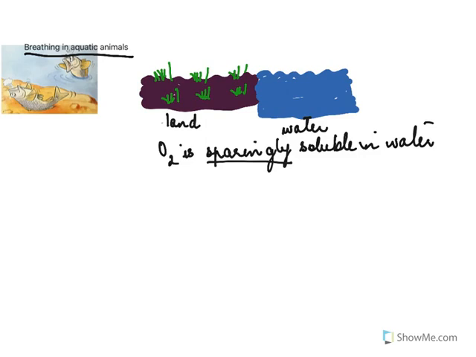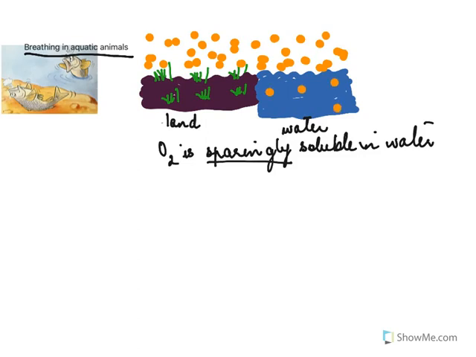Now in the air we have a lot of oxygen. 20% of the air is oxygen, but the amount of oxygen in water is very less, which means aquatic plants and animals which are in the water, like the fish, they get very less oxygen. They have sufficient, but the amount of oxygen available to them is less, while in terrestrial animals the amount of oxygen available to them is much more.